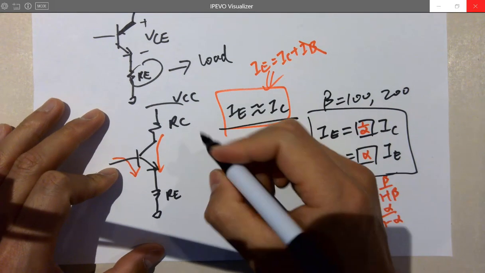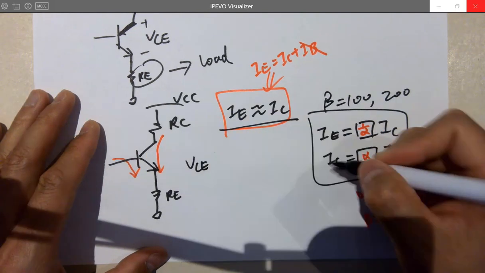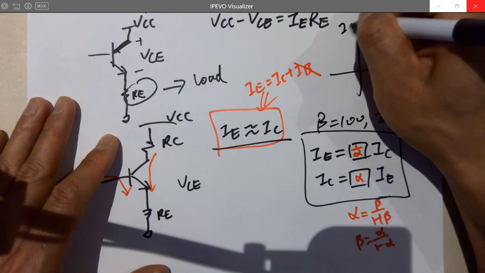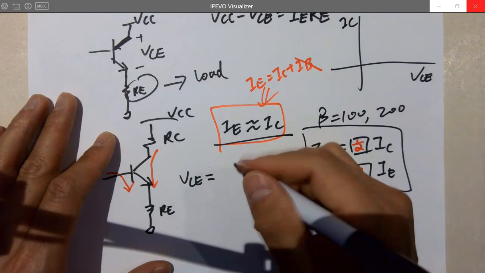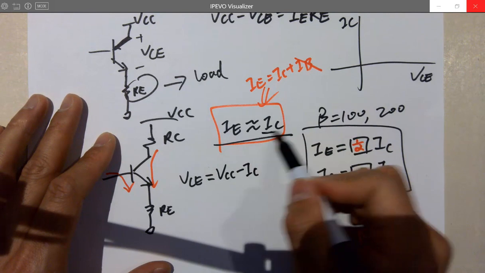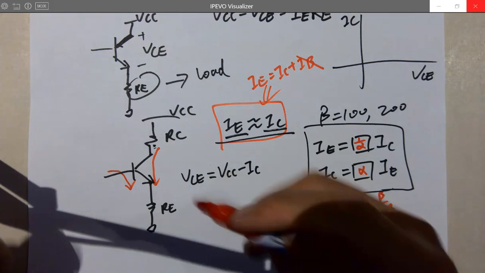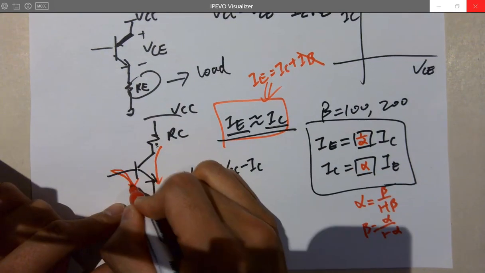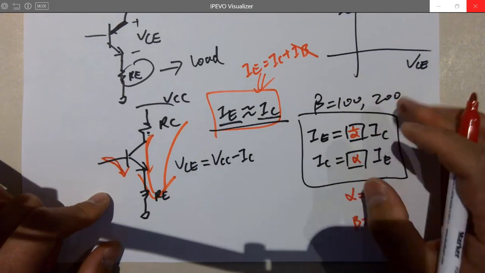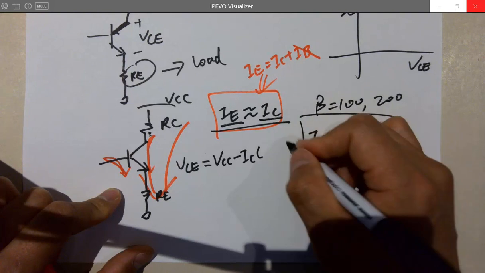Then what's going to happen is VCE. Why do we want to start with VCE? Because that's the IV curve. VCE is the x-axis. We're going to just get a curve. So VCE equals VCC minus IC, since we can assume IC equals IE. It's the same current as the mainstream current. Here is just a little stream. Here is huge, right? So VCC minus IC times what?